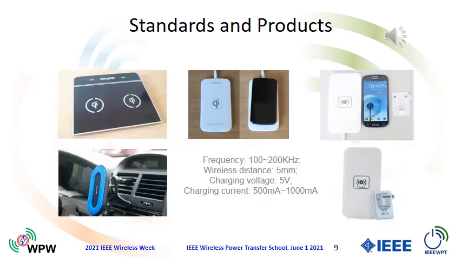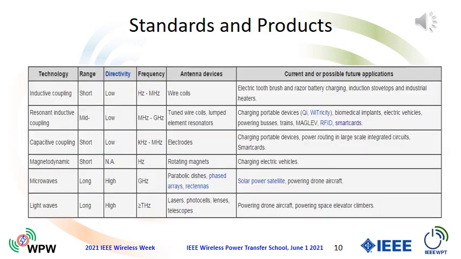The parameters of one of these standards are: frequency range from 100 to 200 kHz, wireless distance around 5 mm, charging voltage 5 volts, charging current 0.5 to 1 amps. This slide presents the different types of coupling techniques, including inductive coupling, resonant inductive coupling, capacitive coupling, magnetodynamic coupling, microwaves and light waves.